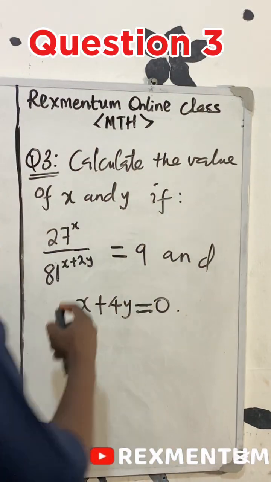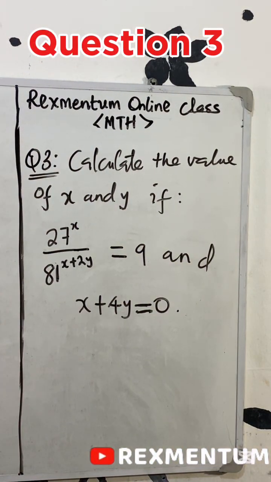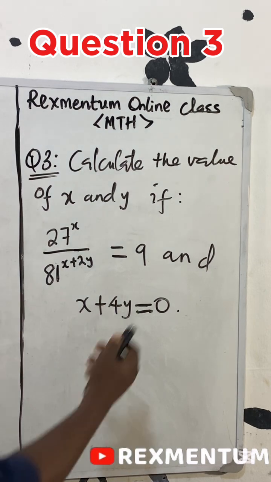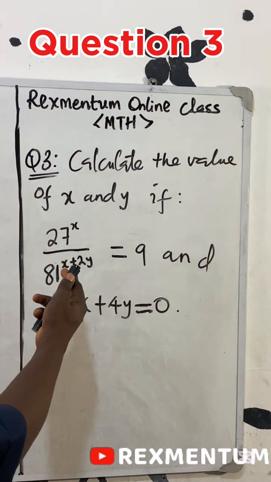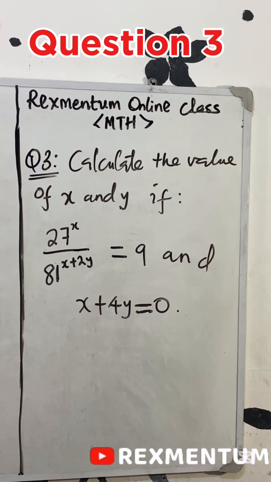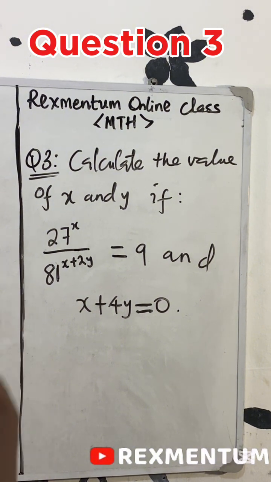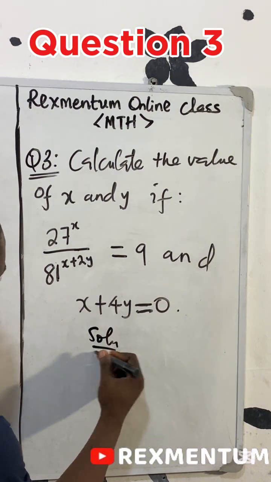We have this question number 3 for us to solve. We have this is equal to this and this is equal to this. This one of the questions is an indices leading to linear equation. So let's solve it out. Solution.